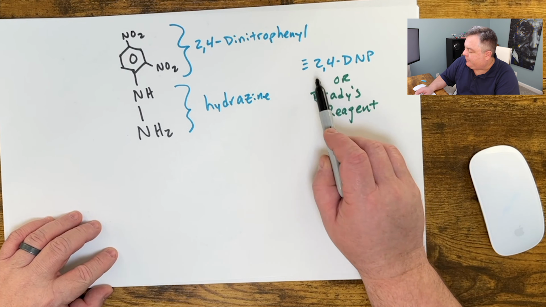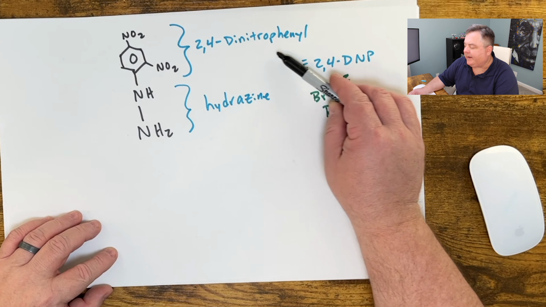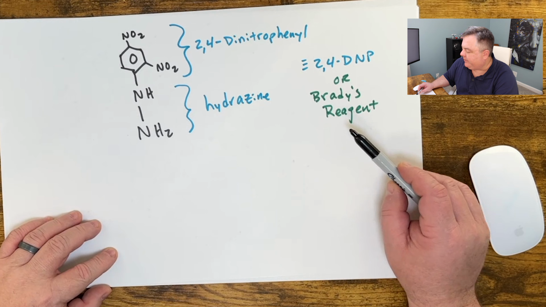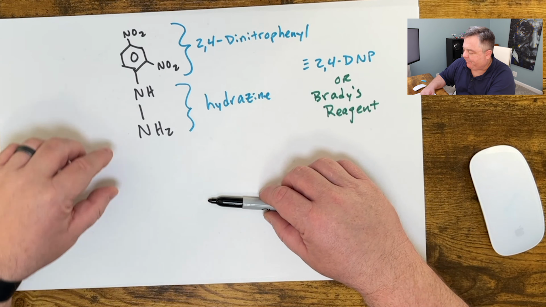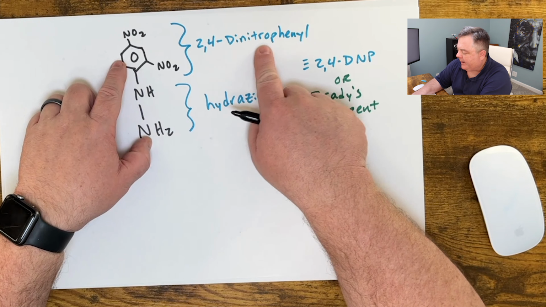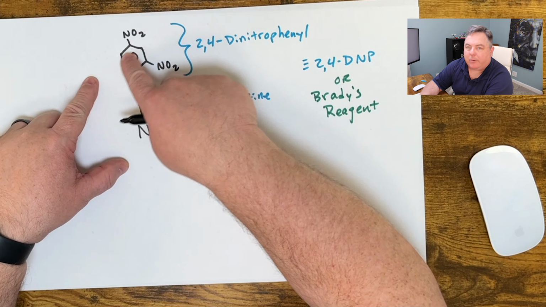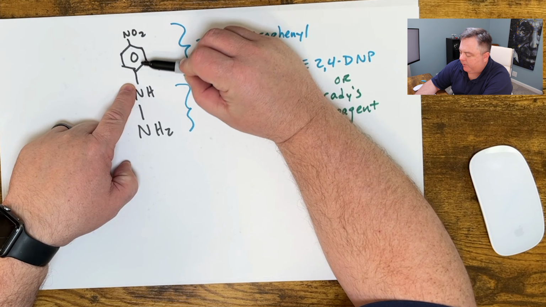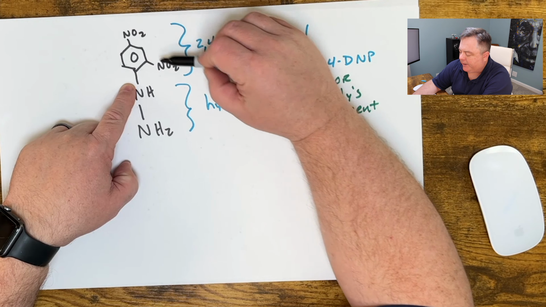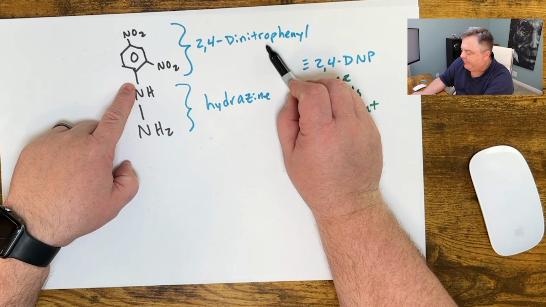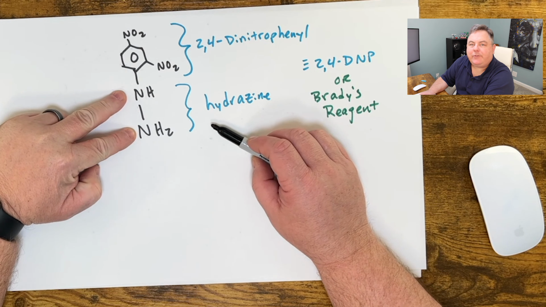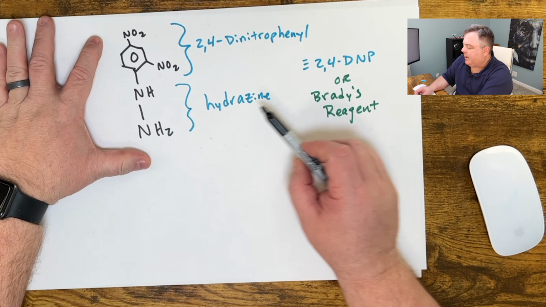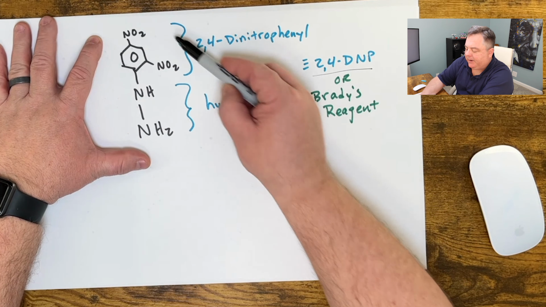In the lab, 2,4-DNP, or 2,4-dinitrophenylhydrazine, huge long word, sometimes called Brady's reagent. 2,4-DNP is this. So it's 2,4-dinitrophenyl. On my phenyl ring, my benzene ring, on the second, 1, 2, and the fourth, 1, 2, 3, 4, I have my two nitro groups. So 2,4-dinitro on the phenyl. And this two-nitrogen thing we said was hydrazine. So 2,4-dinitrophenylhydrazine. But just know that 2,4-DNP is this big group on a hydrazine.